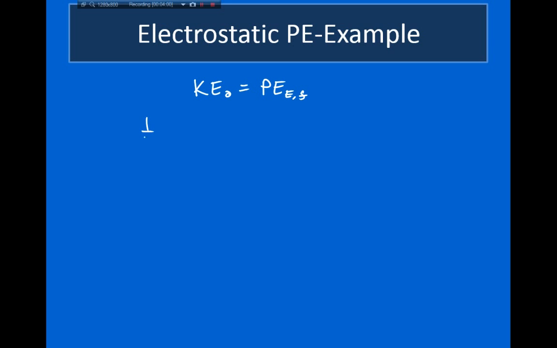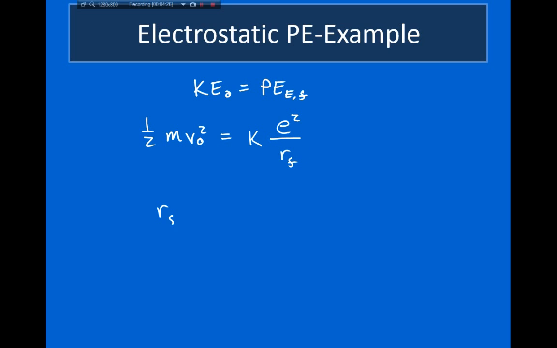So we have 1/2 m v initial squared is going to be equal to K times the charge of the particle squared, because it's a proton, that's e squared, divided by the distance between them. Actually, that should be the charge of one particle times the charge of the other particle, but they're both the same, so it's the charge squared. So here all I need to do is solve for this final distance.